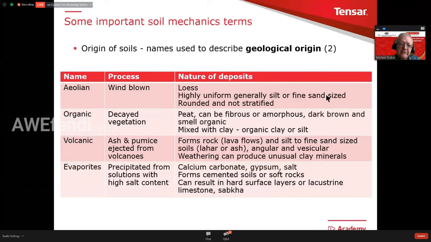The other group is the aeolian, the windblown, organic, volcanic, and evaporites. And it's the middle two that are of interest here. Organic, principally decayed vegetation, of course the famous deposit there is peat. We saw that earlier on in a picture. And then volcanic, these are soils that are ejected or created by ejection from volcanoes. And we see things like lahars, which are granular soils. And when they weather, they actually become residual soils, and they can produce some very unusual clay minerals, which we will also look at briefly as we go through this presentation.